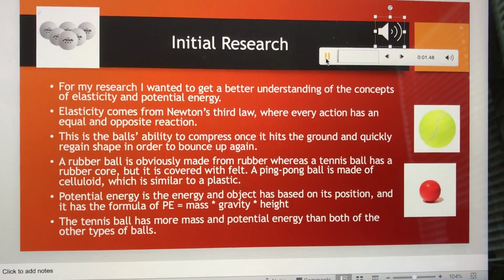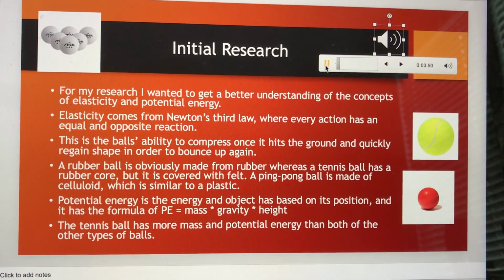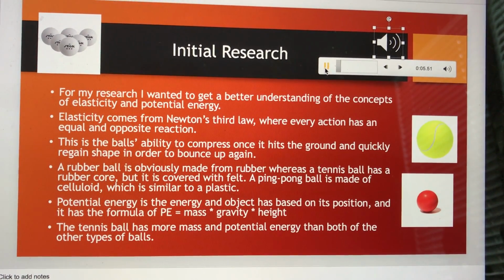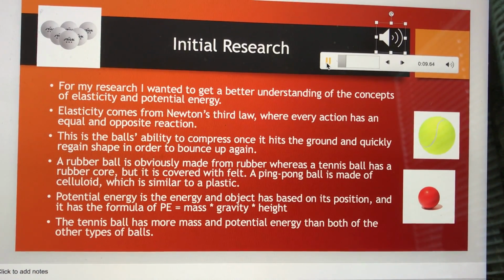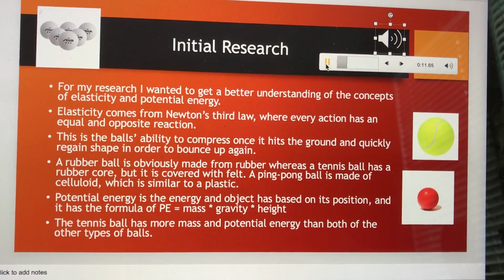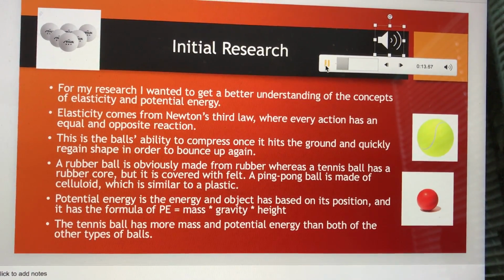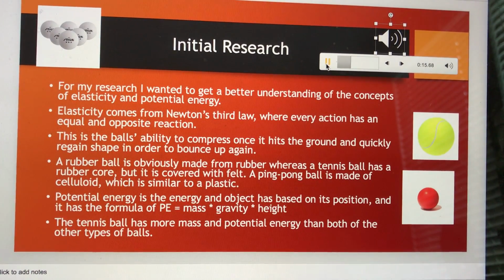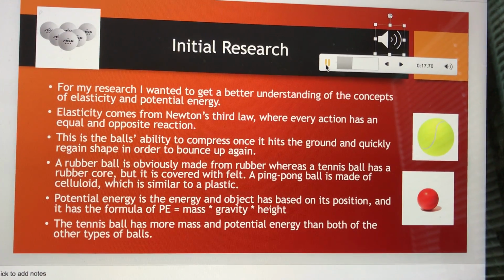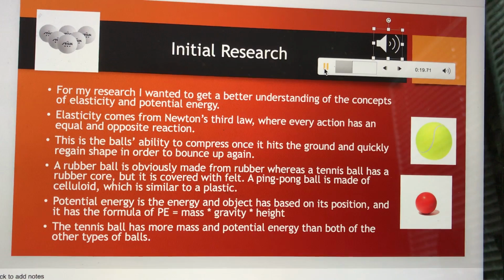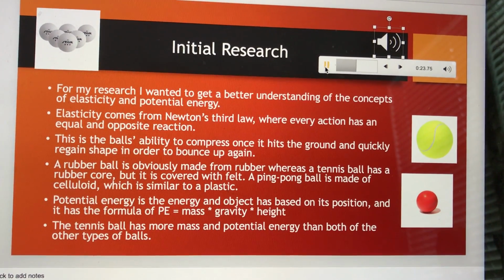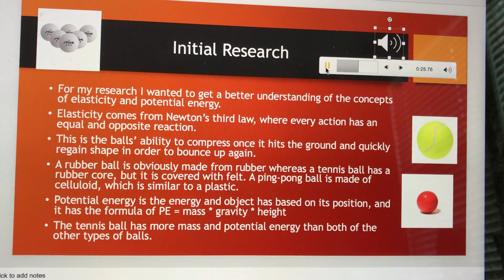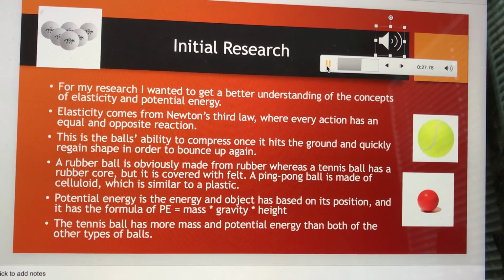My initial research included getting a better understanding of the concepts of elasticity and potential energy. Elasticity comes from Newton's third law, where every action has an equal and opposite reaction. This is the ball's ability to compress once it hits the ground and quickly regain shape in order to bounce up again. A rubber ball is obviously made from rubber, whereas a tennis ball has a rubber core but is covered with felt. A ping pong ball is made of celluloid, which is similar to a plastic, but is not a true plastic.